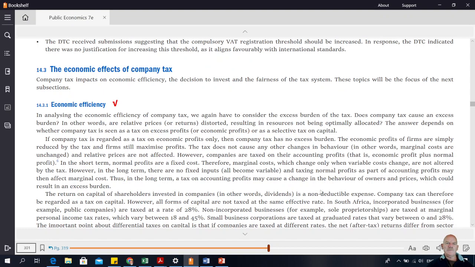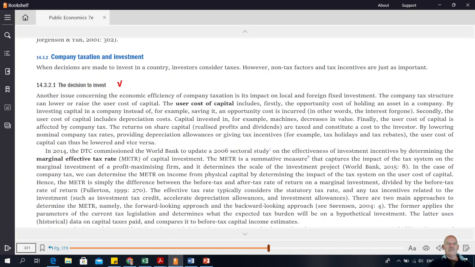So then we get to what we want to be at for each type of tax, namely the elements of a good tax. Now, how efficient is a company tax? There's a small paragraph about that which you should read very carefully and be able to give back in an essay type question. 14.3.2 continues with efficiency, because of the decision to invest. You don't need to read all of this. I think the only thing is know what the marginal effective tax rate is. They'll give a definition of it.